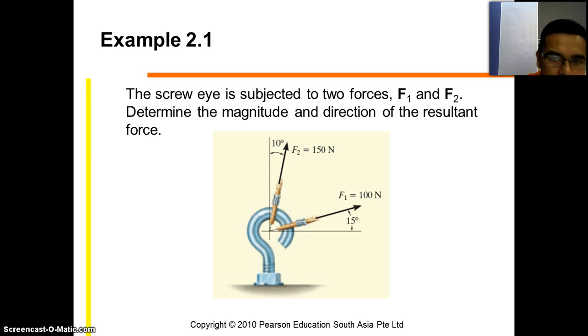One example using this parallelogram method and also trigonometry procedure analysis. So we have this example. We have the screw eye subjected to the two forces F1 and F2. So force F1 is 100 Newton at an angle of 15 degrees from the positive x. The F2 is equal to 150 Newton, subjected to 10 degrees from the positive y. So determine the magnitude and direction of the resultant force.